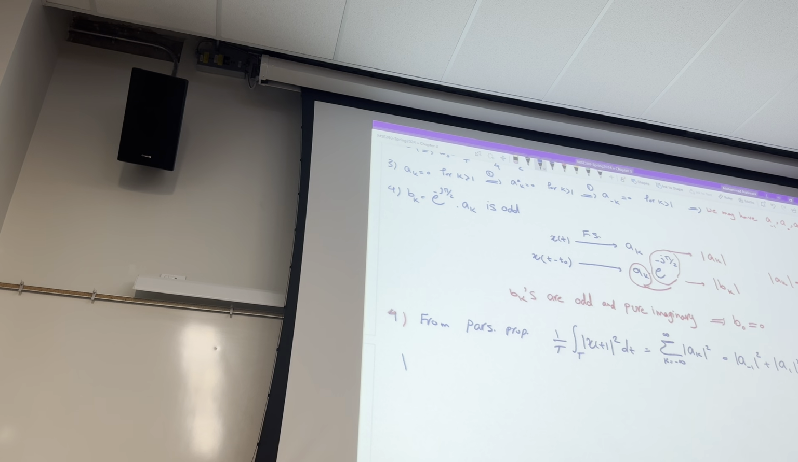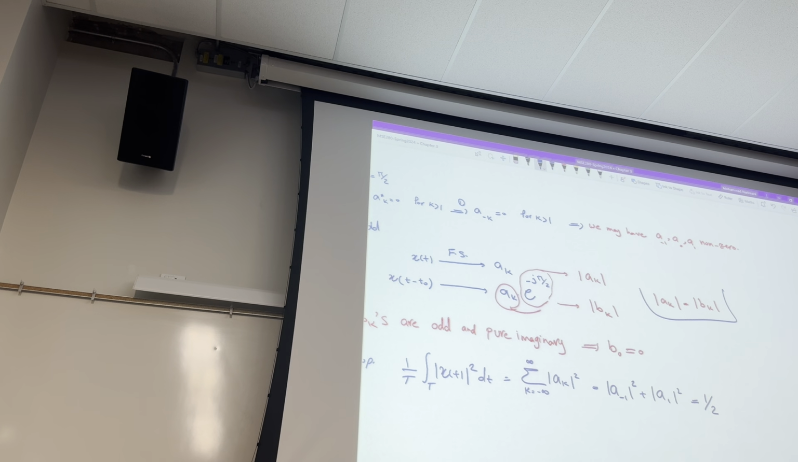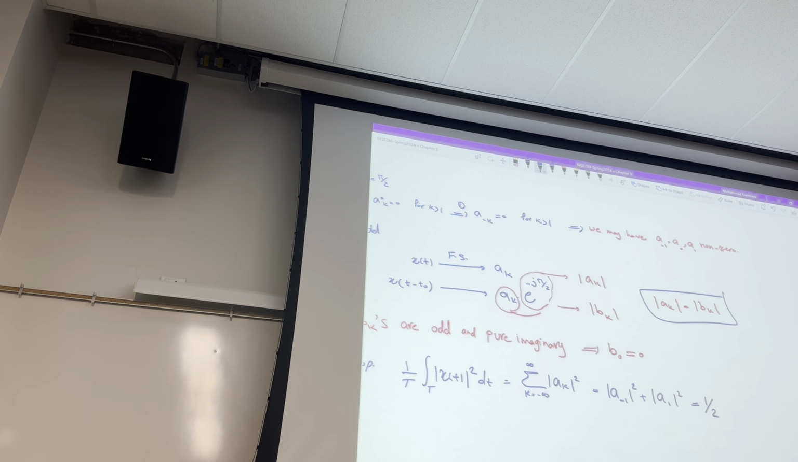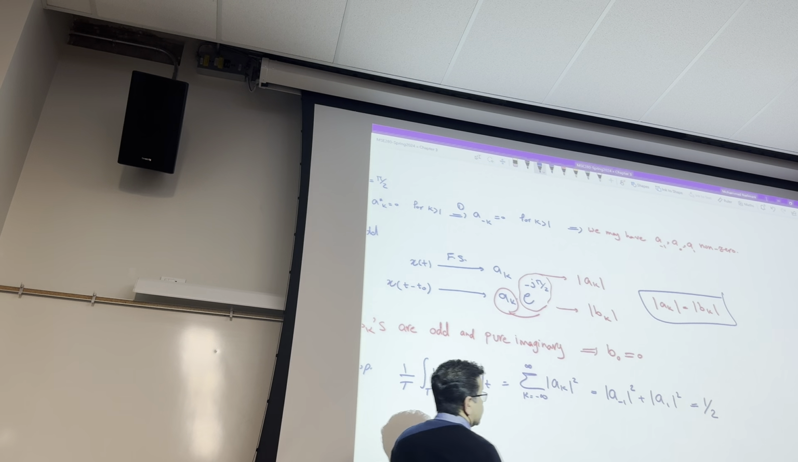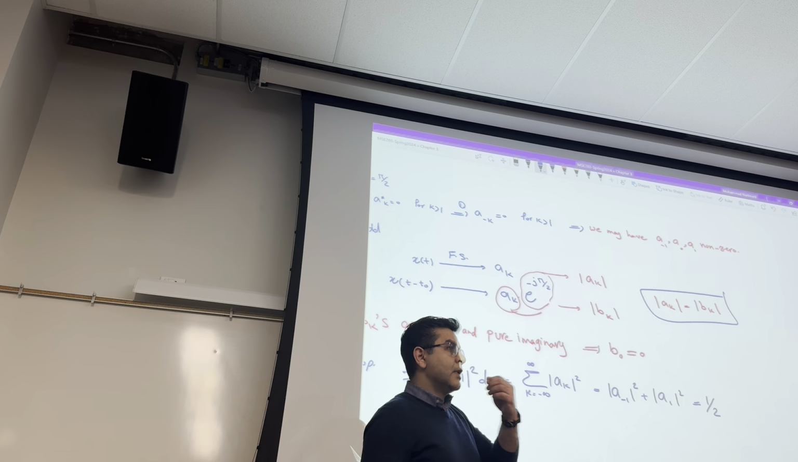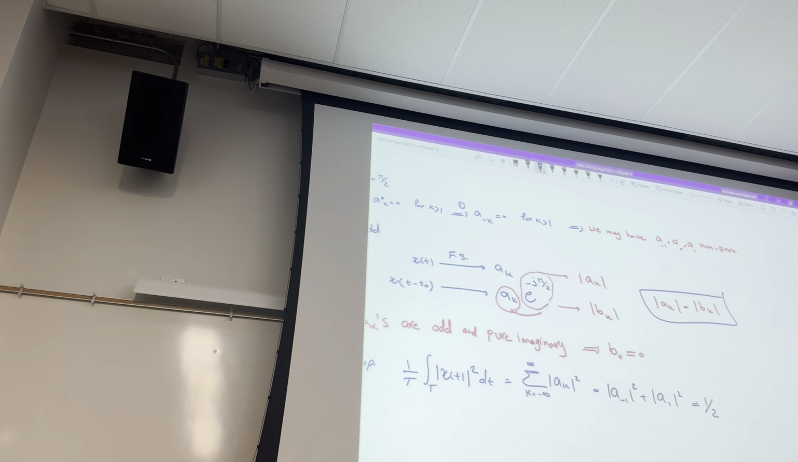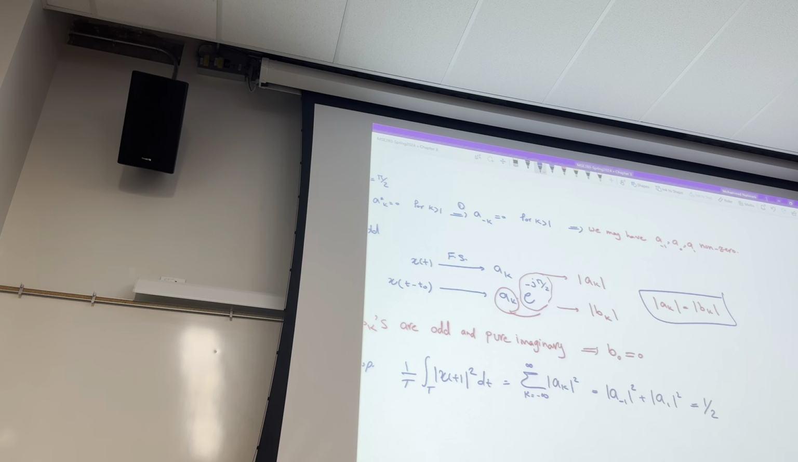Yes. Why? Because the magnitude of AK is equal to the magnitude of BK. Right? Can you remember? We have this property. If that's the case, then you can get this property, and we see the same. It is clear because we have just a shifted version of x of t.